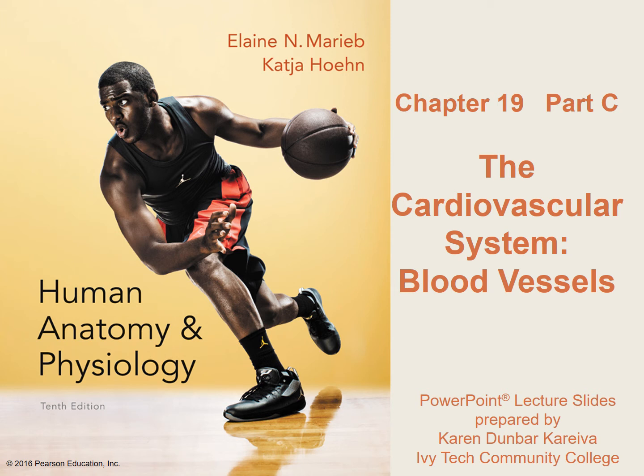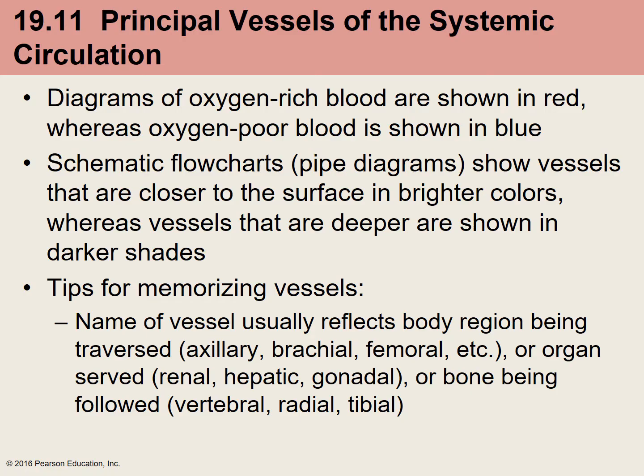cardiovascular system, and now we're going to be looking at the actual individual arteries and veins, learning the names of them, the identification of them. In all these diagrams, you will notice it's kind of a standard procedure that the oxygen-rich blood is going to be shown in red and oxygen-poor blood is shown in blue.